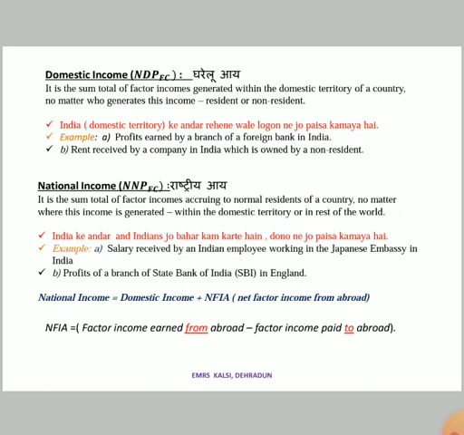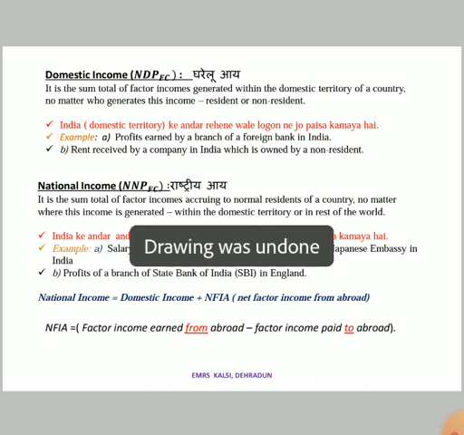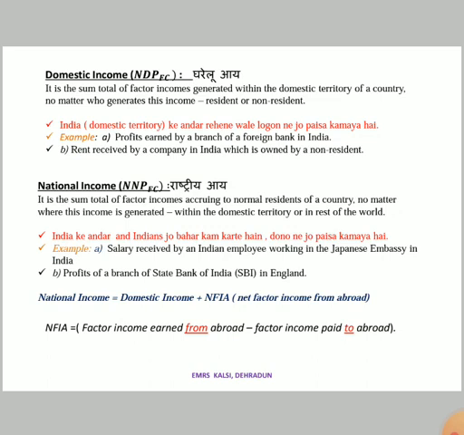Rent received by a company in India means there is a company in India, and that company is receiving rent. That company is owned by a non-resident, meaning the company's owner is a foreigner, and the foreigner is receiving the rent in India. So it doesn't matter whether the foreigner is receiving or the Indian, the rent is received within the Indian territory, so it will be counted under the domestic income.